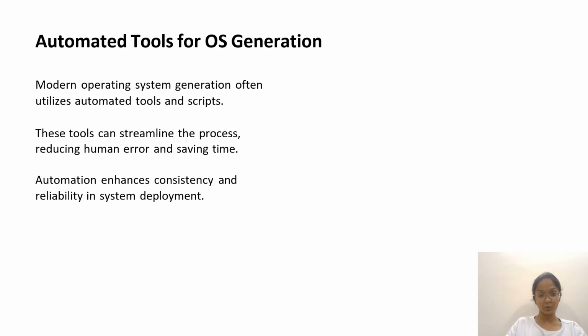Automated tools for OS generation. Modern operating system generation often utilizes automated tools and scripts. These tools can streamline the process, reducing human error and saving time. Automation enhances consistency and reliability in system deployment.